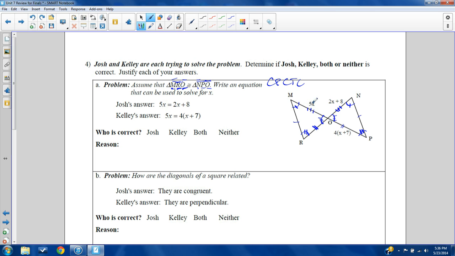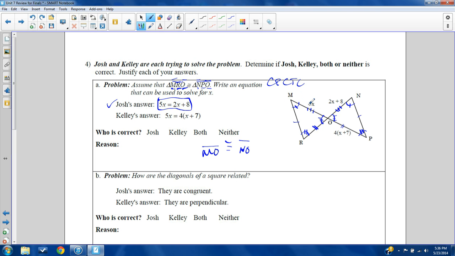So the way to check this out is this length MO is 5x. Actually, before I even talk about x, I know that MO was congruent to ON. So MO and ON are congruent. So 5x and 2x plus 8 are the same length. If you write an equation that says 5x equals 2x plus 8, you're on the right track. Josh is good. He set up this question properly.